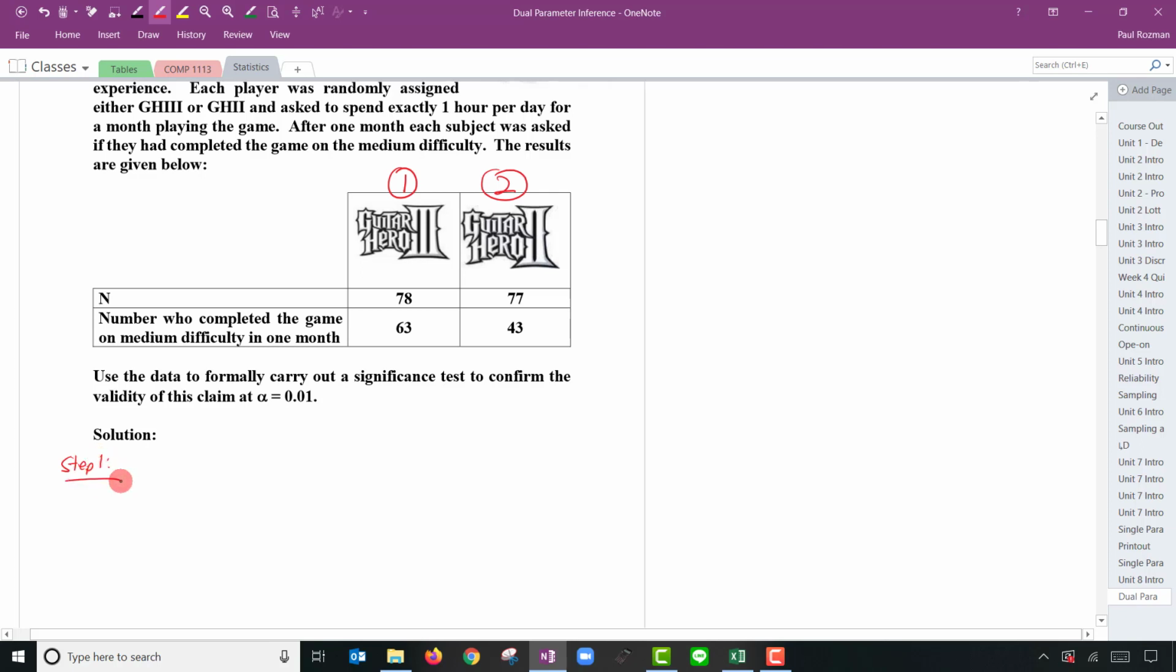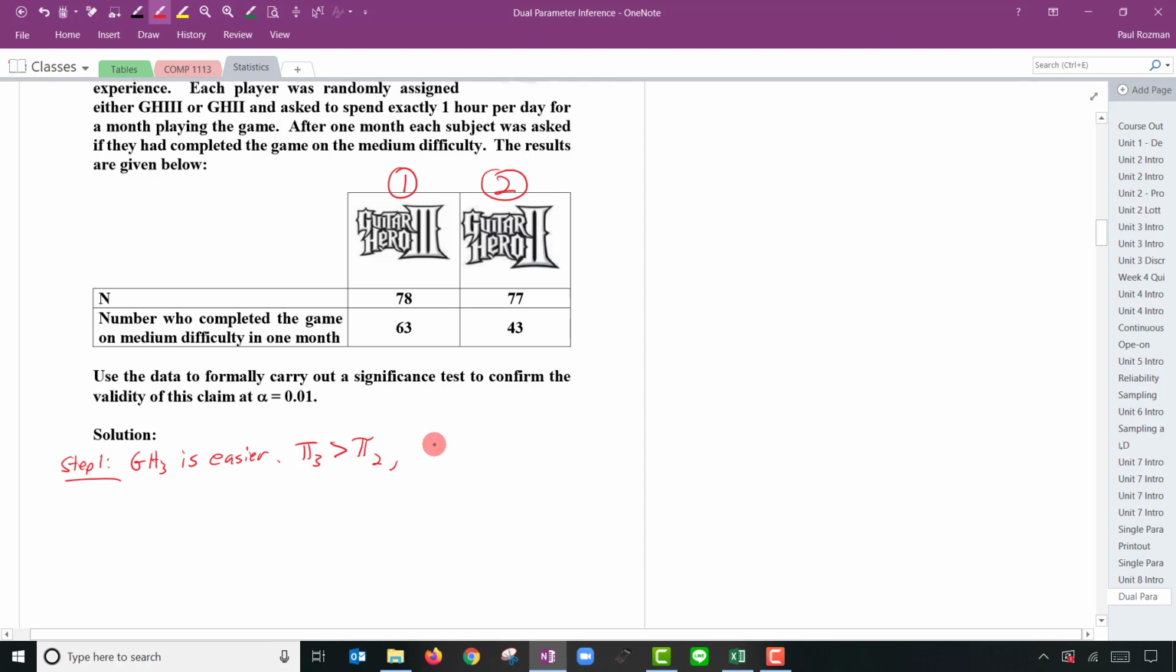Step 1 is write down the claim. They're claiming that Guitar Hero 3 is easier. And what does that mean according to this experiment? That would mean that their proportion of Guitar Hero 3 players would be higher than the proportion of Guitar Hero 2 players. So the claim here is that the proportion of Guitar Hero 3 players is greater than the proportion of Guitar Hero 2. We like to write that as a difference.